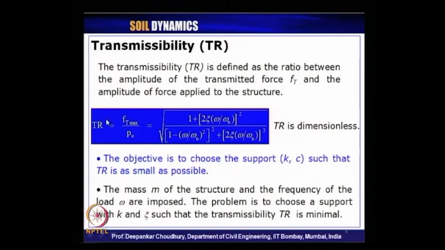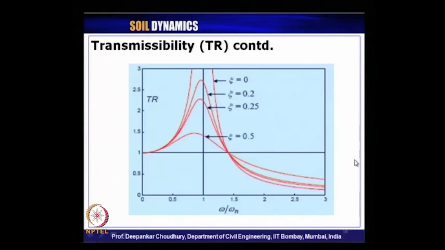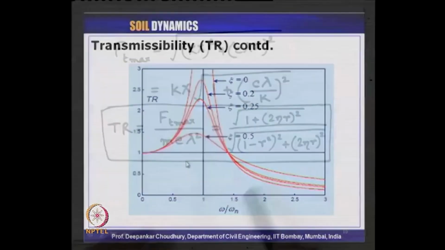Now, we know the expression of this transmissibility ratio. Let us plot how it varies with respect to the frequency ratio. How should it look? Let us see here. This is our frequency ratio and these are the values of the transmissibility ratio. Let us look at this sheet here.